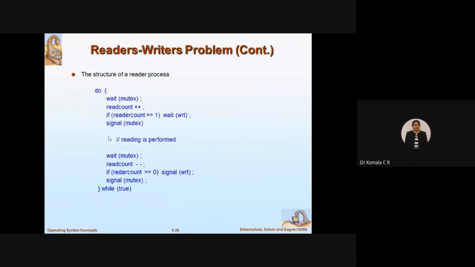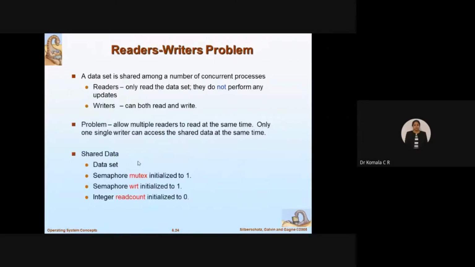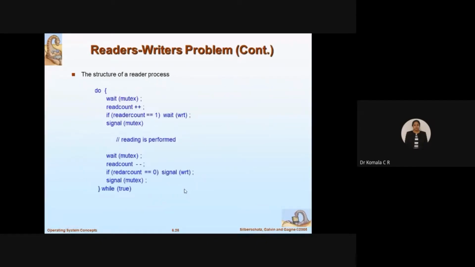So let us see the do while loop again. What are the variables we have? Semaphores. We have mutex and write. Mutex is initialized to 1 and write is initialized to 1. Both are initialized to 1. Fine. So now when the CPU is executing wait of mutex, what will I do?